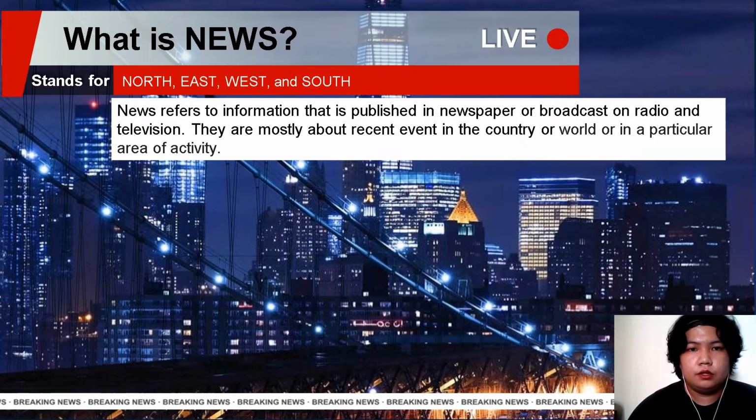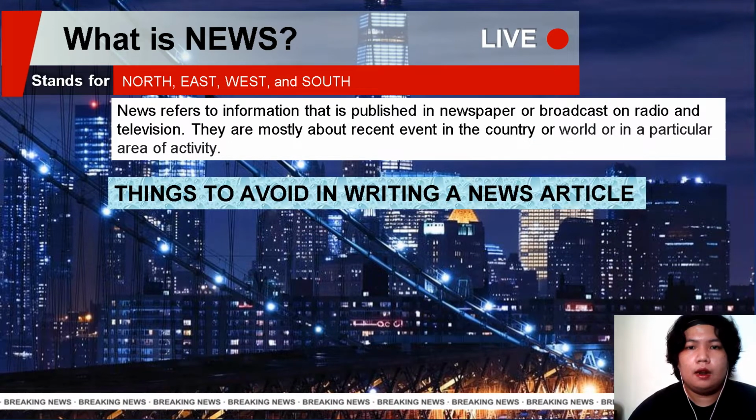So what is news? News refers to information that is published in newspapers or broadcast on radio and television. They are mostly about recent events in the country or world or in a particular area of activity. Other people would say news stands for the four primary directions, which are the north, east, west, and south. The main purpose of the news is to inform the public about events that are around them and may affect them. Now, there are four things to avoid in news writing.